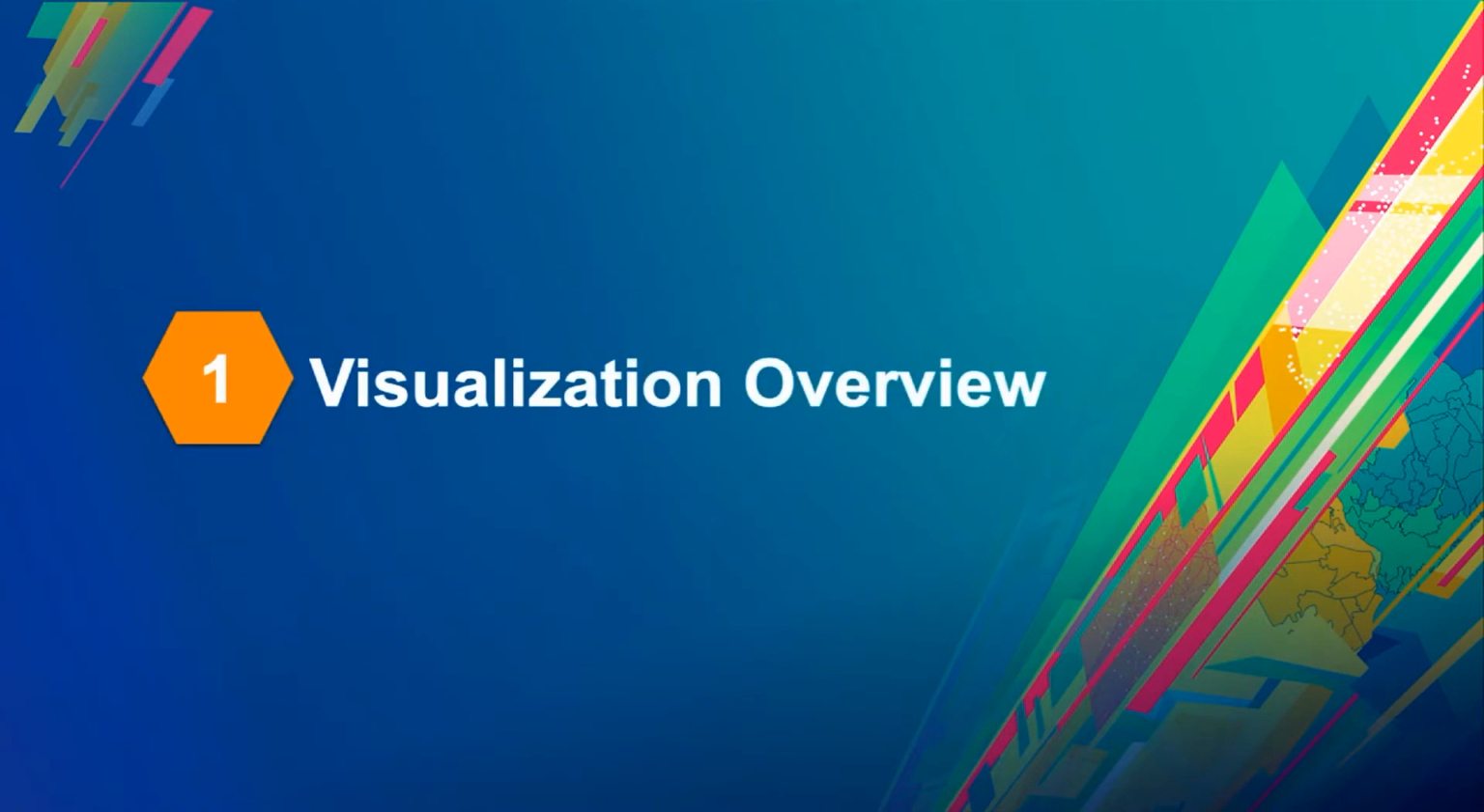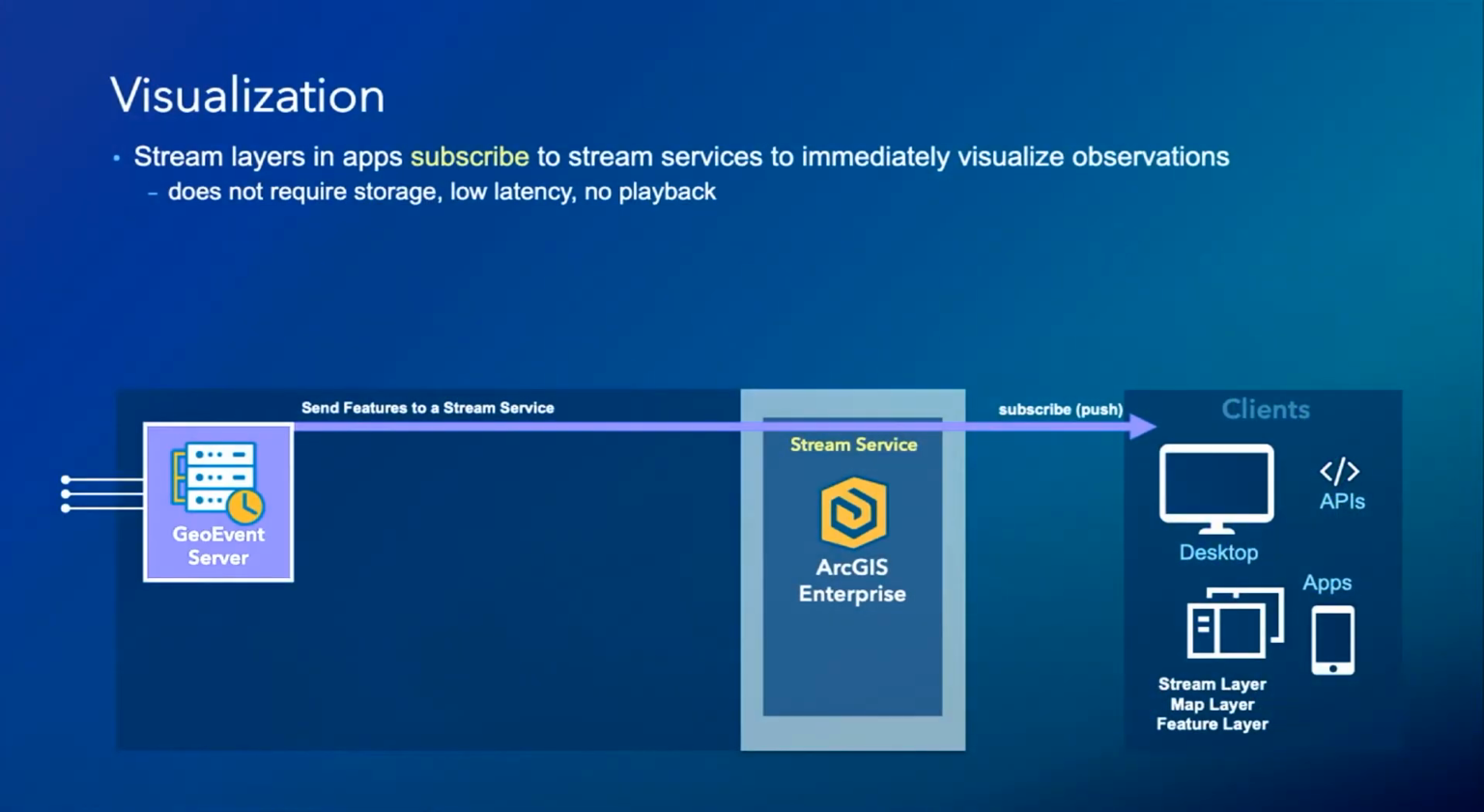So we'll start with an overview of real-time visualization. The first method we're going to look at today is going to be stream services. Stream services are a component that's provided through the GeoEvent Server. They're exposed through ArcGIS Enterprise, through ArcGIS Server, as a stream layer. This is WebSocket-based communication.